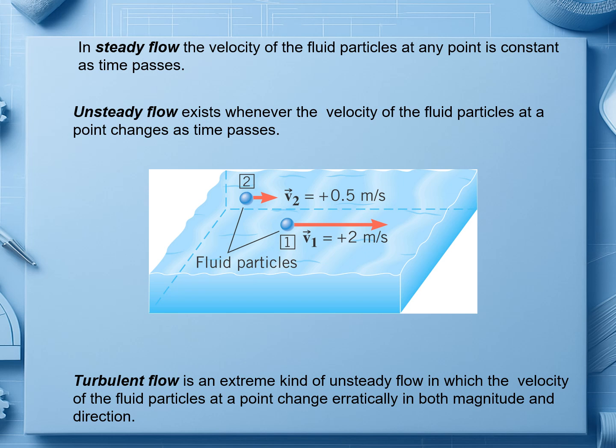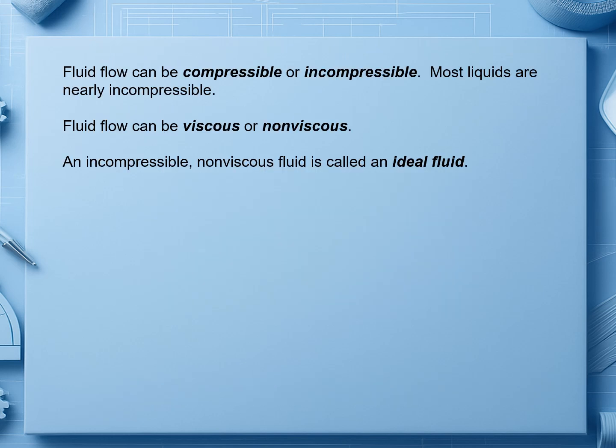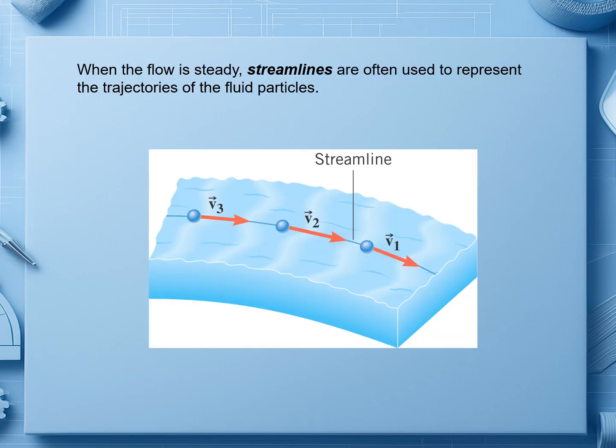Most liquids are nearly incompressible. Ideal fluids are non-viscous and incompressible. An incompressible non-viscous fluid is called an ideal fluid. So we use streamlines to visualize fluid flow. The mass flow rate tells us how much mass passes through a cross-section per second, and it stays constant for an incompressible fluid.